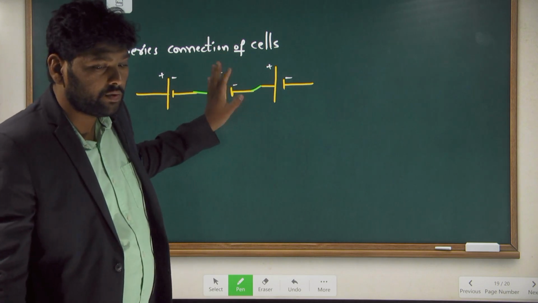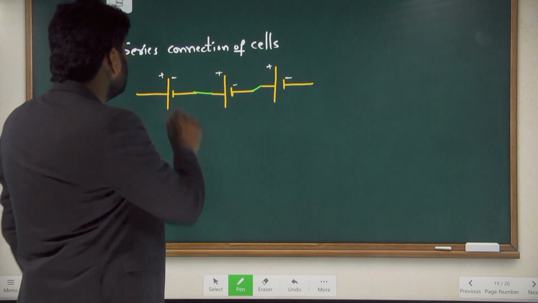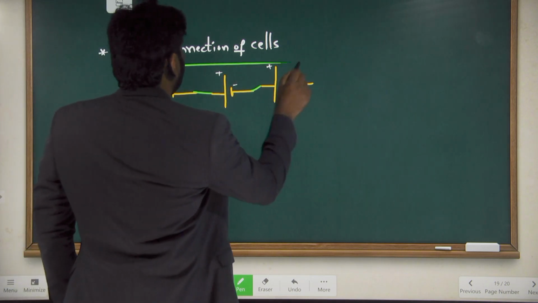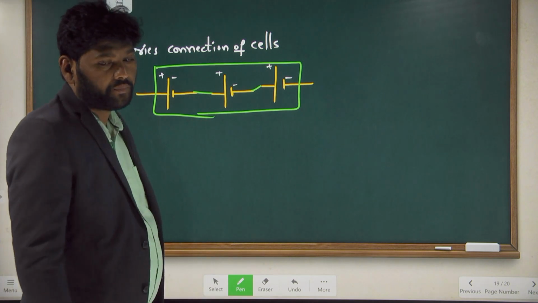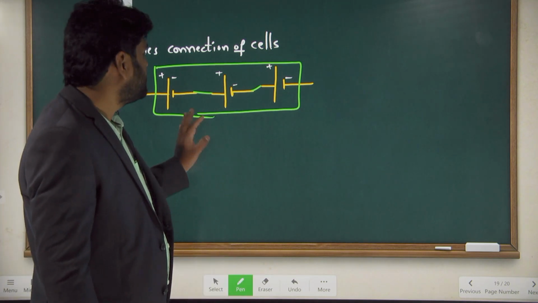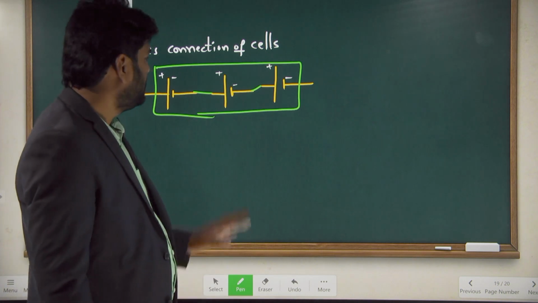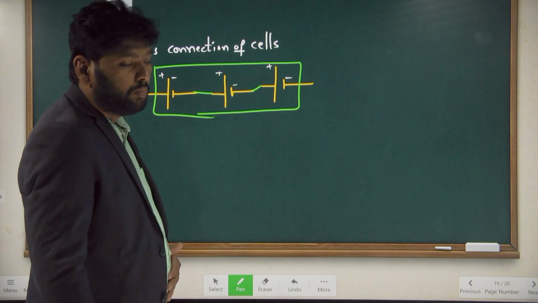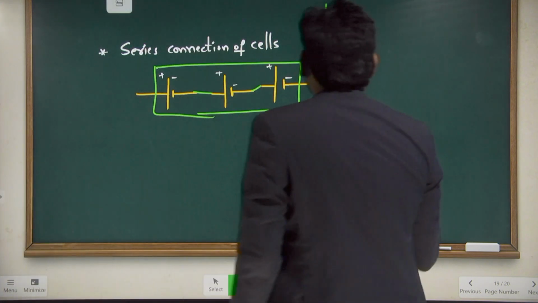This cell grouping is combinedly called a battery. So the series connection of cells is known as a battery. Now this battery acts like a battery. What is the use of this connection? The use of the connection is that it will give more EMF. What is meant by EMF?